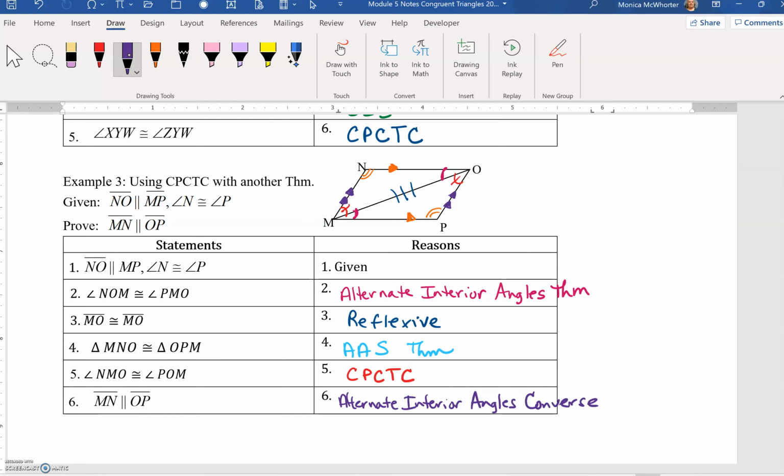So now you have a sheet to complete in class, and you'll get it after you take your quiz over the material that we're quizzing on.